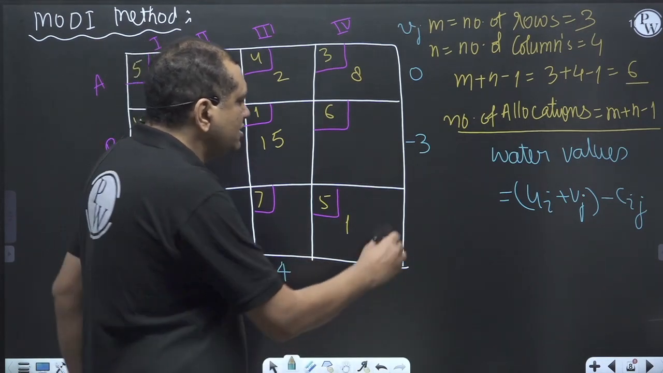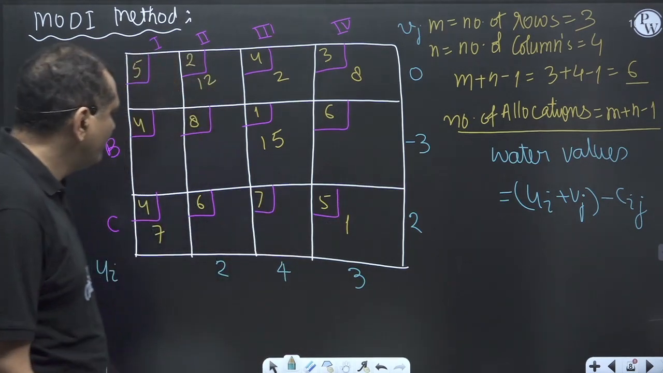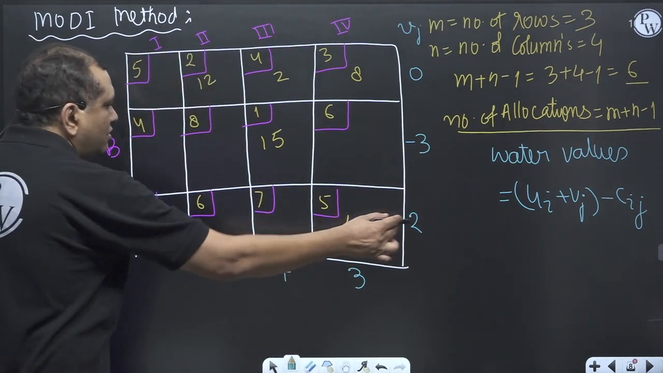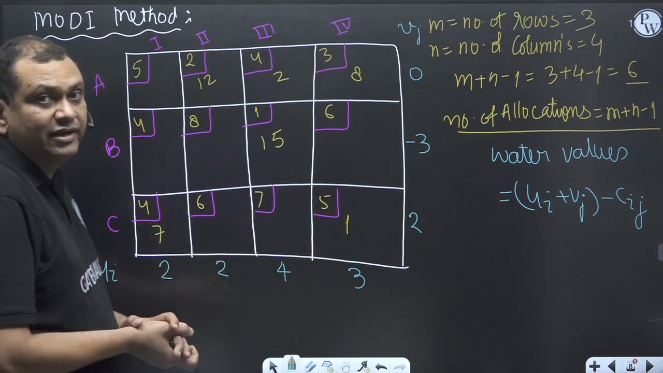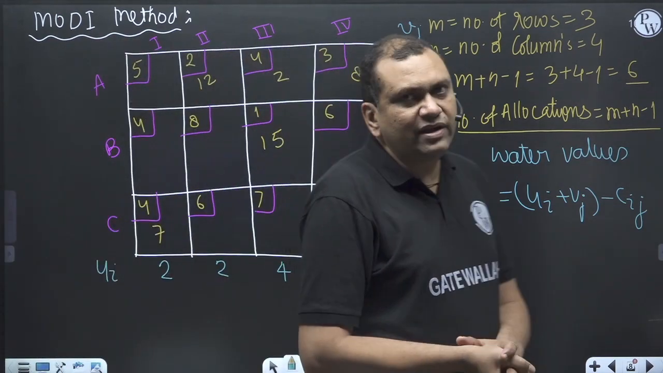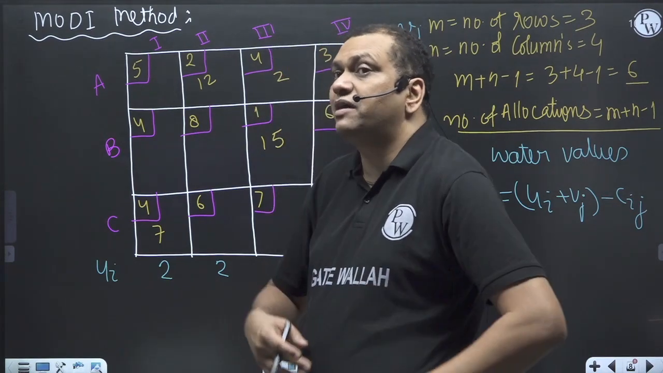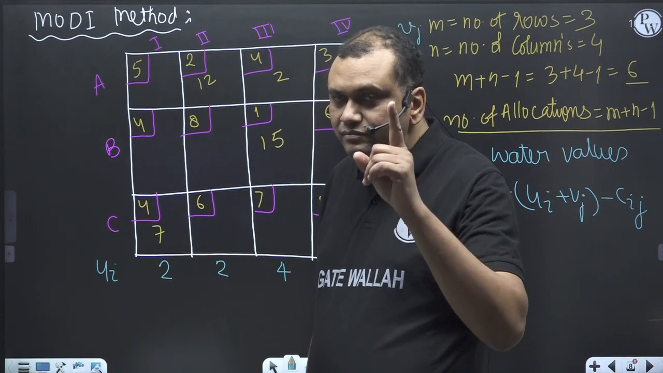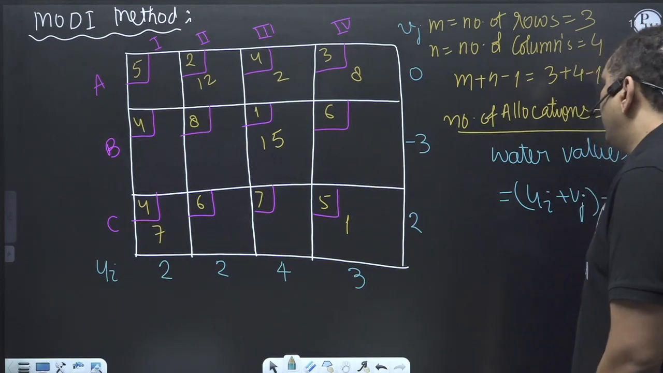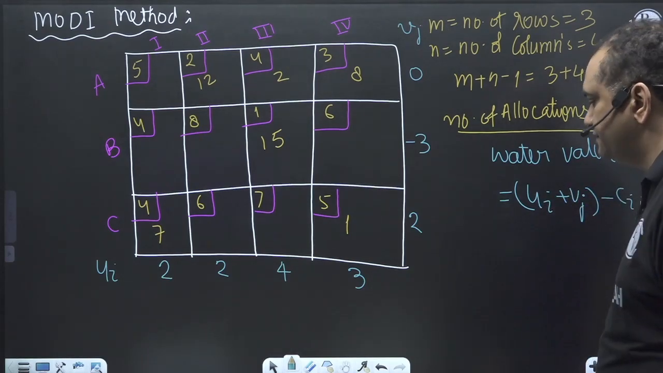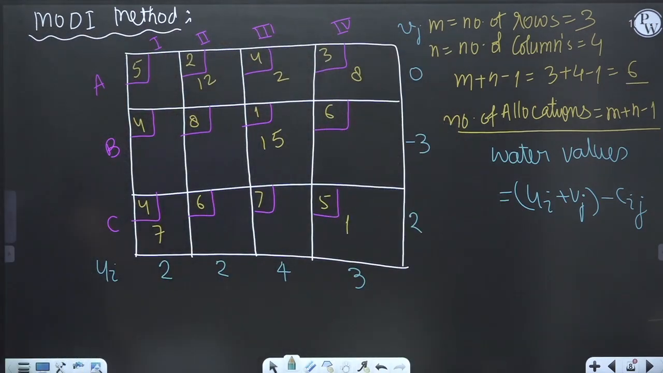Everything else will come out automatically. This allocation must be 2: 3 plus 2 is 5, 5 minus 5 is 0, so the water value is 0 here. Here is an allocation of 2, so this also must be 2: 2 plus 2 is 4, minus 4 is 0. Understood? So selecting your lucky number is allowed only once. All other ui and vj will come out automatically, and the water values for allocations will be 0. Water value is ui plus vj minus Cij. Okay, is that all right with everyone?